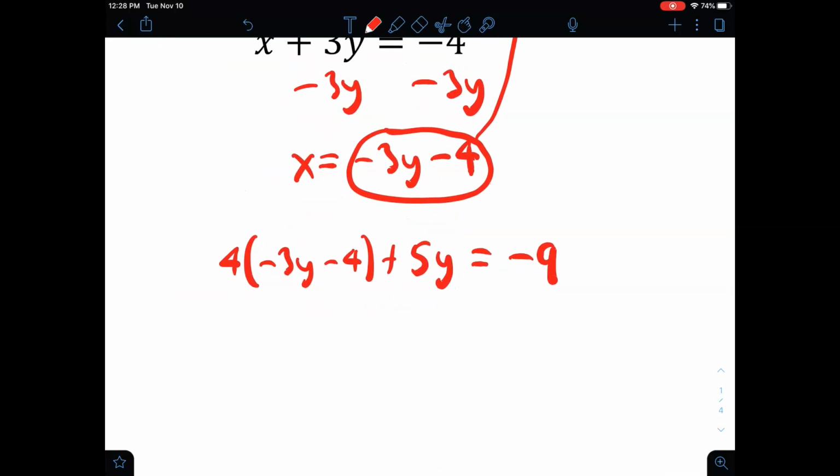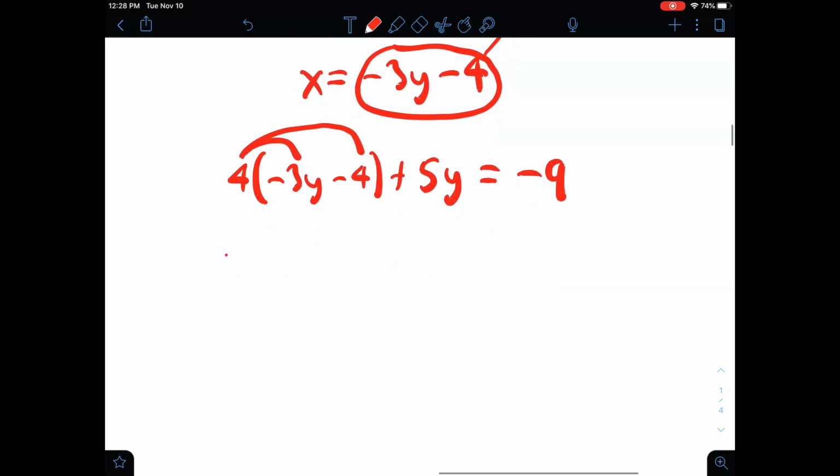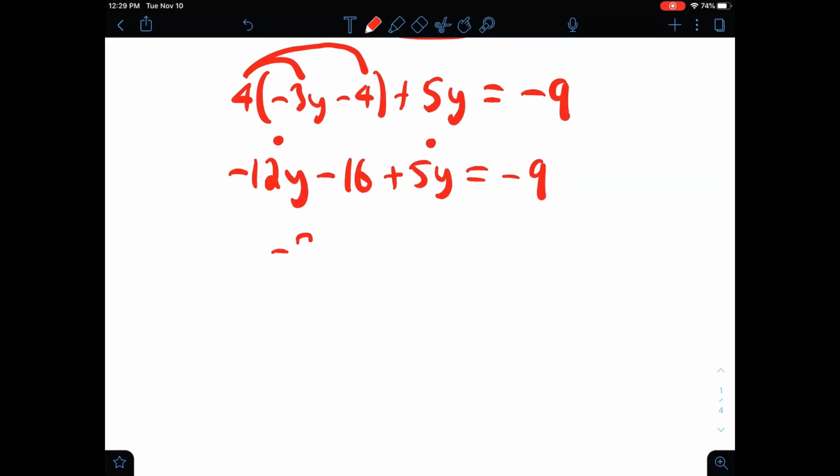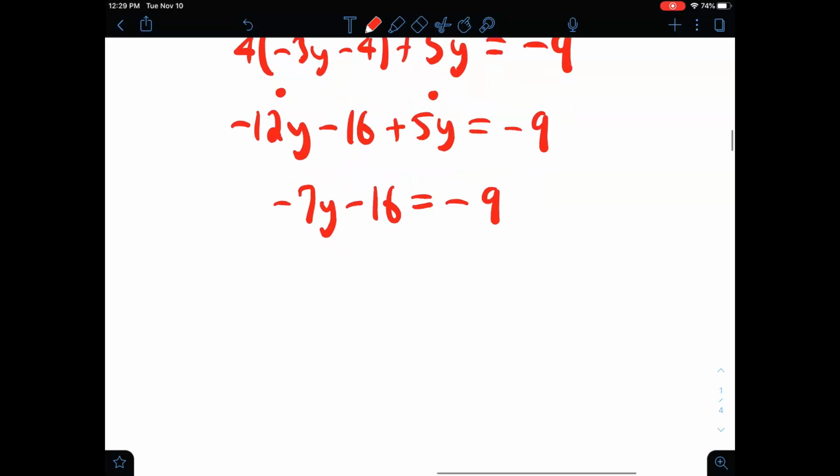Okay, anything to distribute here? Yes, got to distribute this one. So we're going to get what? Negative 12y minus 16 plus 5y equals negative 9. Anything else to distribute? No. Any like terms? Yep, we got negative 12y plus 5y, which is negative 7y, minus 16 equals negative 9.